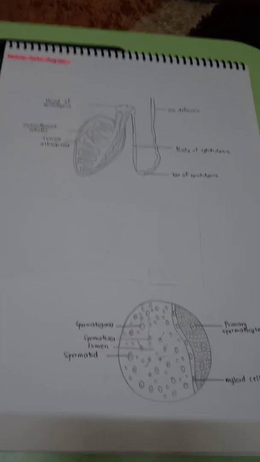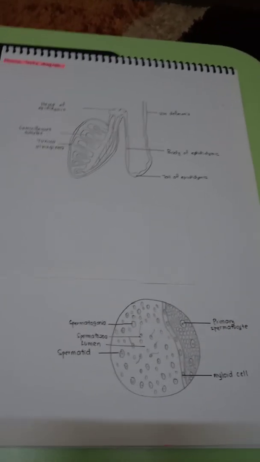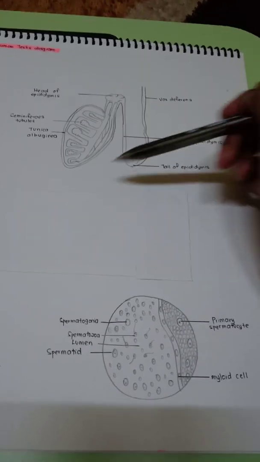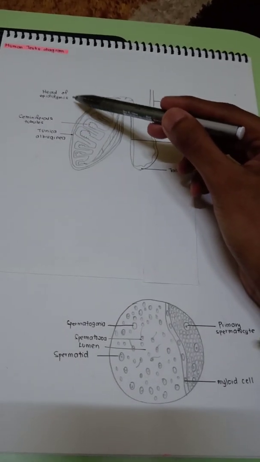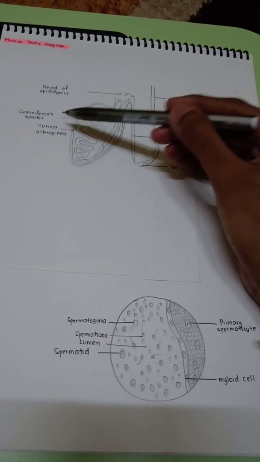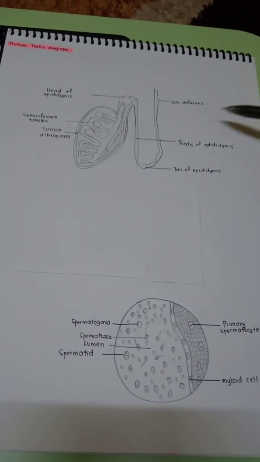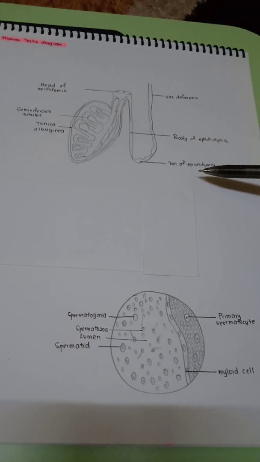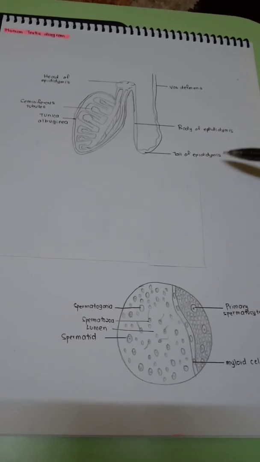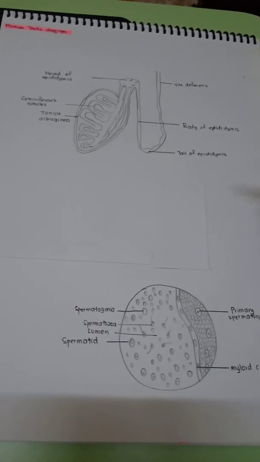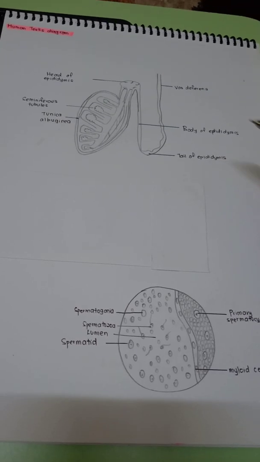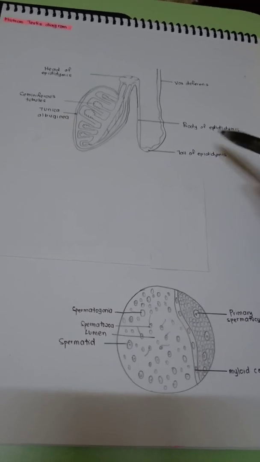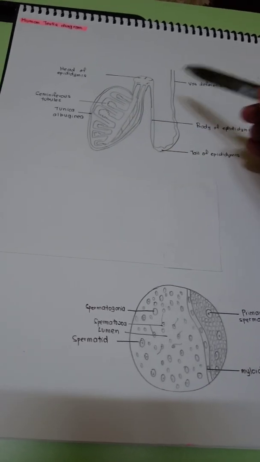So now let's move on to the spermatogenesis process. This is the human testis diagram. We have the head of epididymis, seminiferous tubules, tunica albuginea, vas deferens, body of epididymis, and tail of epididymis. The epididymis is a long coiled tube that stores sperm and transports it from the testis. That is the function of the epididymis, from here all the way to here.